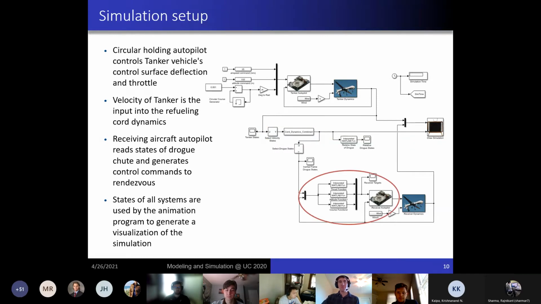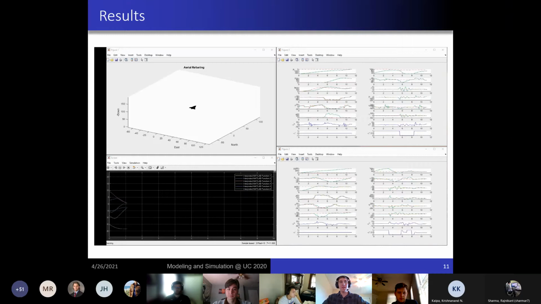And then, as was mentioned previously, the receiving aircraft has perfect knowledge of the states of the drogue, and it uses these states to calculate the direction it should fly, the altitude it should aim for, and then the velocity. And then all of these states are bundled together and fed into our simulation file to actually draw out the simulation. And this is what it looks like when it's running.